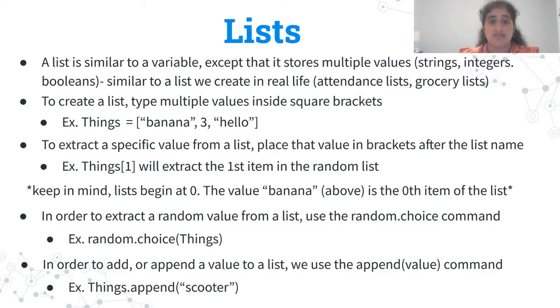In order to extract a random value from the list, you need to use the random.choice command. So as you can see in the example, we wrote random.choice, and inside circular brackets, we write the name of our list, which is in this case, things.